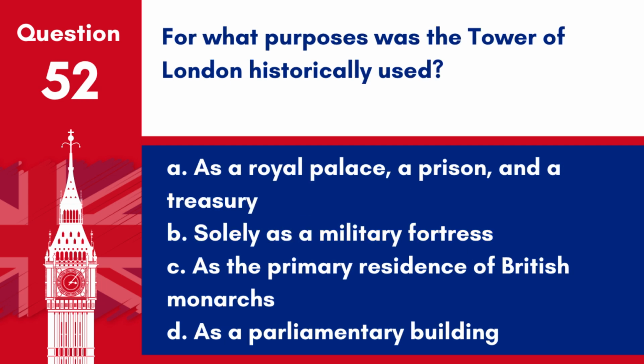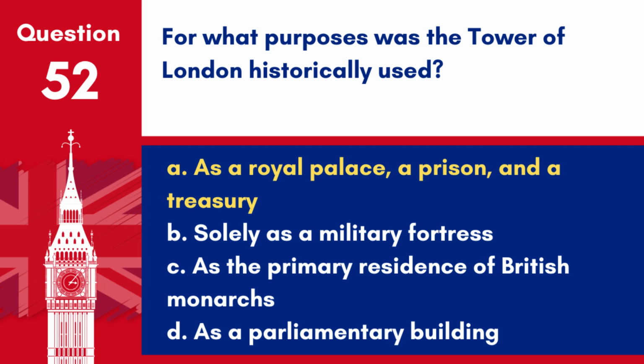Question 52. For what purposes was the Tower of London historically used? A. As a royal palace, a prison, and a treasury. B. Solely as a military fortress. C. As the primary residence of British monarchs. D. As a parliamentary building.